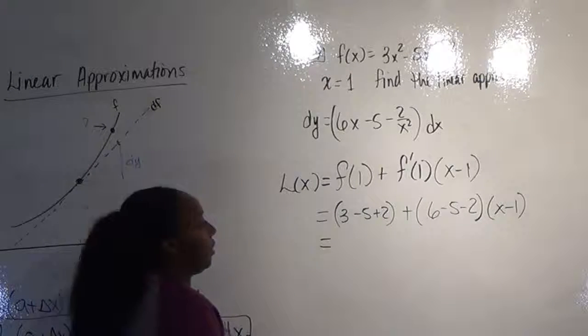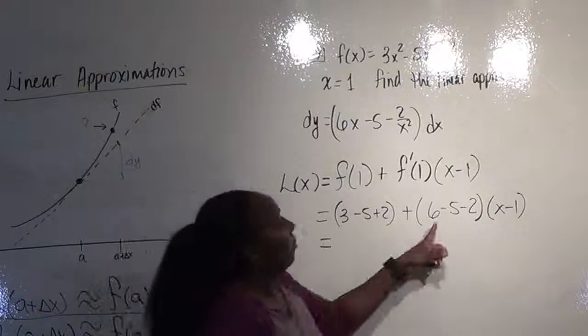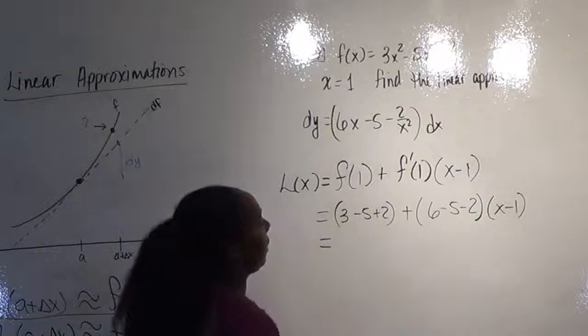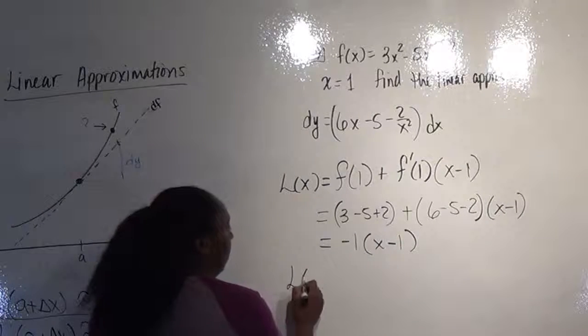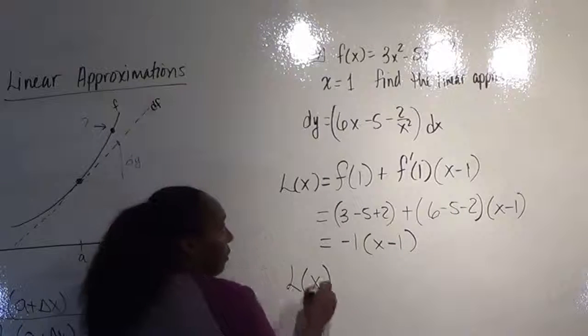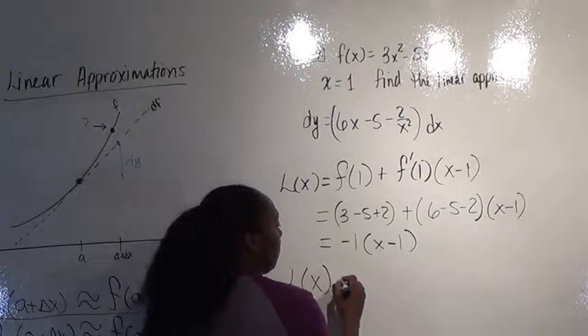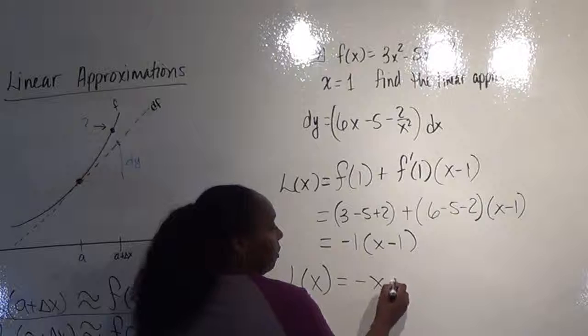Nicely, this first piece just goes to 0. If we're looking over here, it looks like a negative 1 times an x minus 1. So our linearization for this particular function at x equals 1 is going to be negative x plus 1.